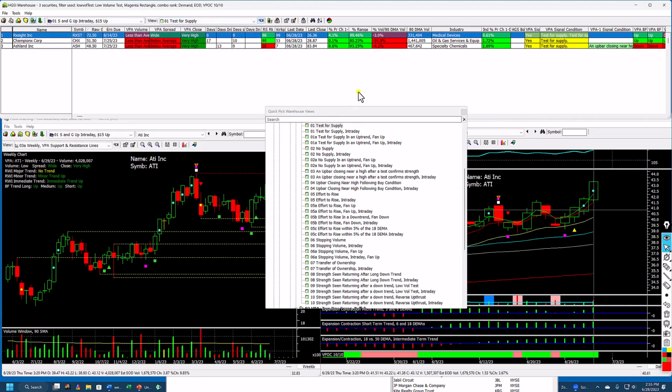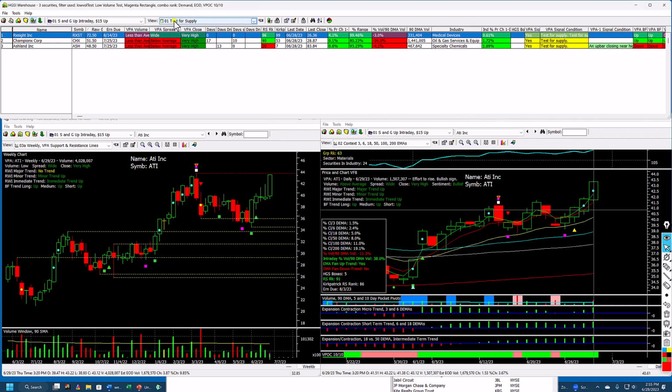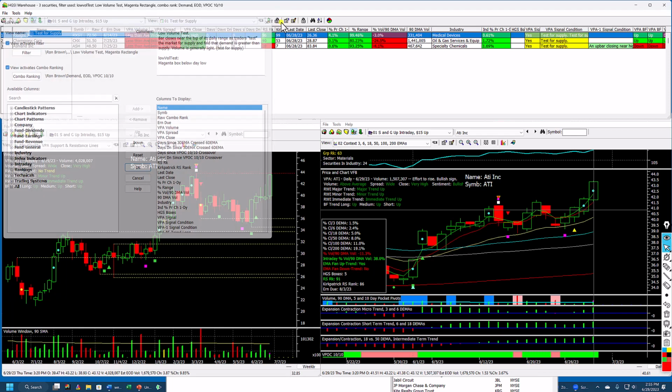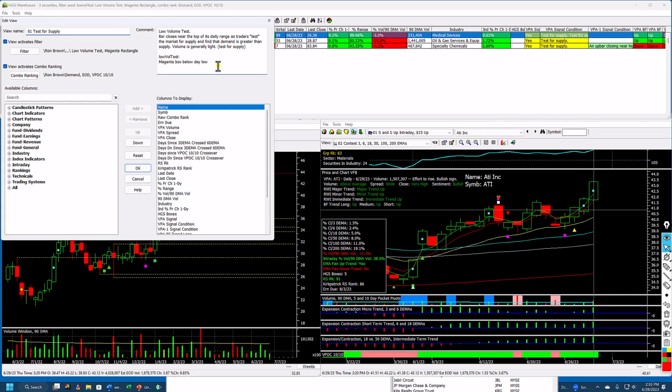I'm losing my train of thought here. Anyway, test for supply. Here's what I'm looking for. You click on this right here and it gives you a description of what these VPA flags are. Okay?